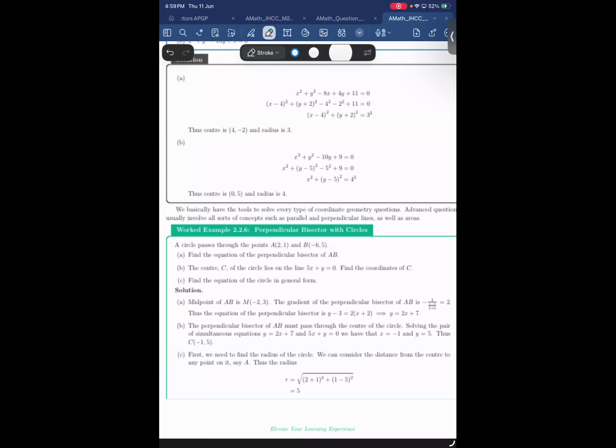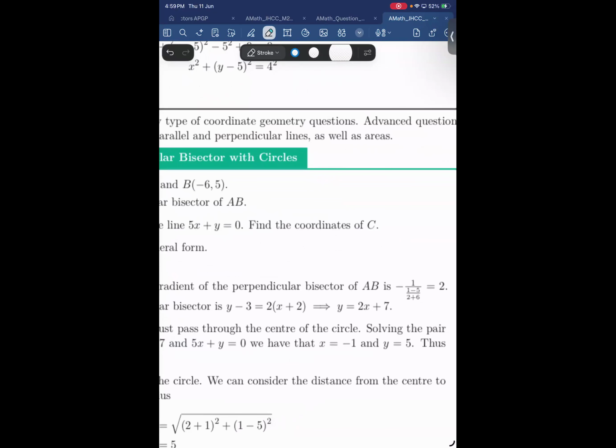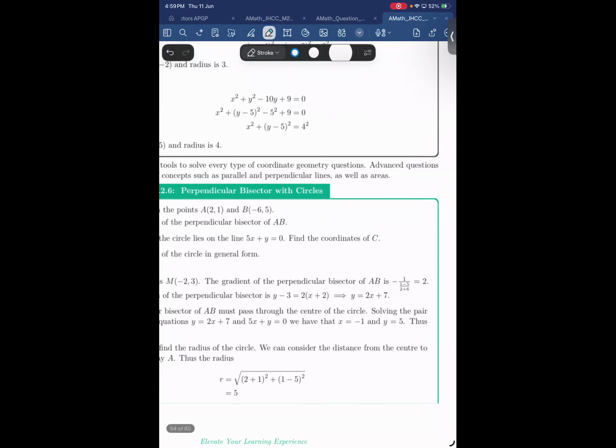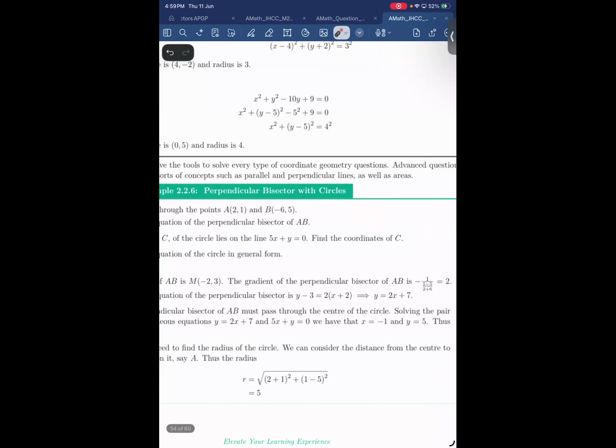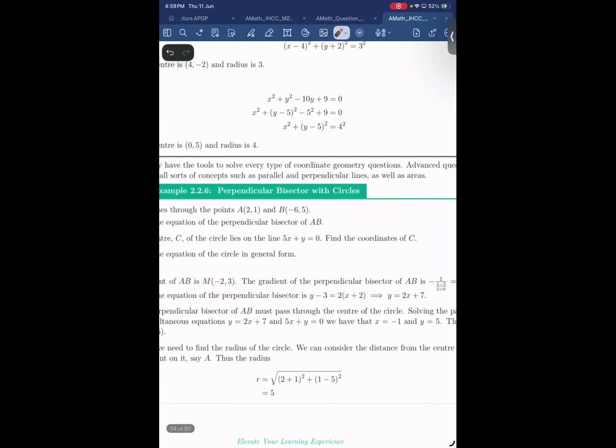Then next you need the gradient of the perpendicular bisector, which is -1 divided by the gradient of AB. So the gradient of AB is (1 minus 5) over (2 plus 6), which is minus half. So the gradient of AB is minus half, and the gradient of the perpendicular bisector will be 2. Now I have the gradient and a point on the perpendicular bisector, so I can construct the equation using y minus y1 equals m times (x minus x1).